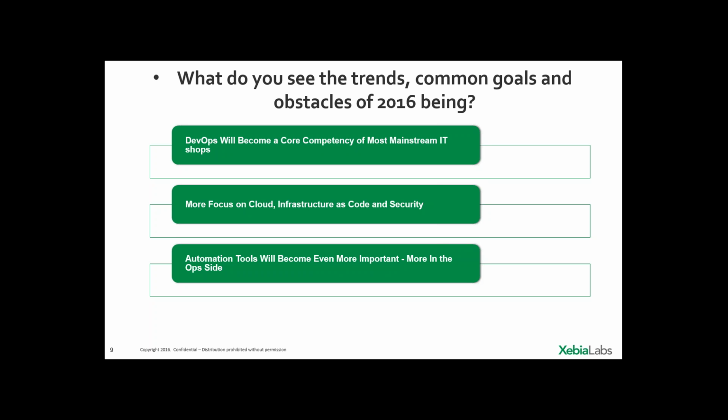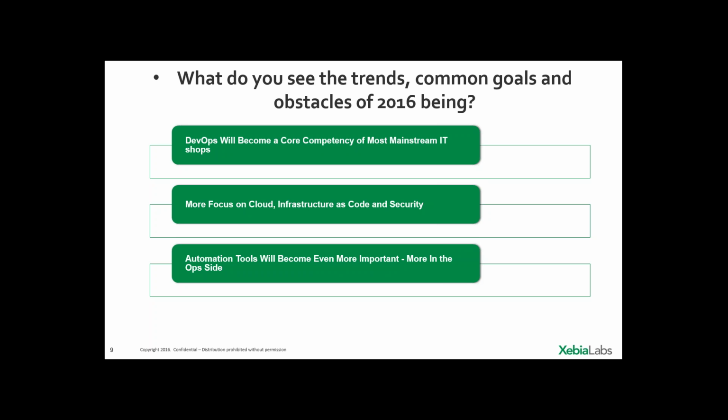Next is more focus on cloud and infrastructure as code. The main reason is that if you follow the DevOps pipeline from continuous integration to test automation to deployment, at each and every step you will find some bottleneck to go to the next step.